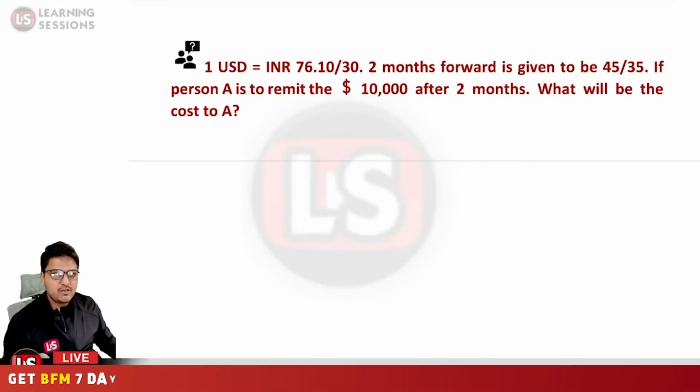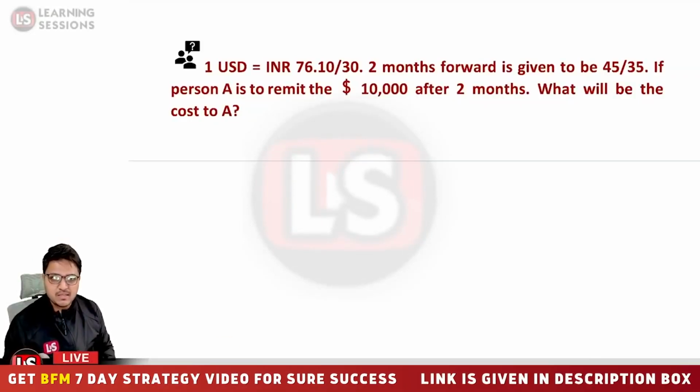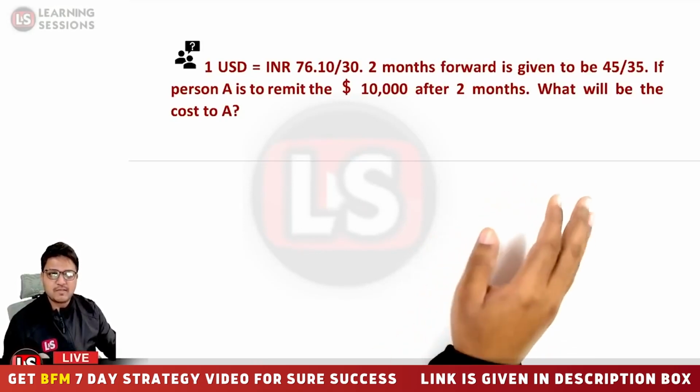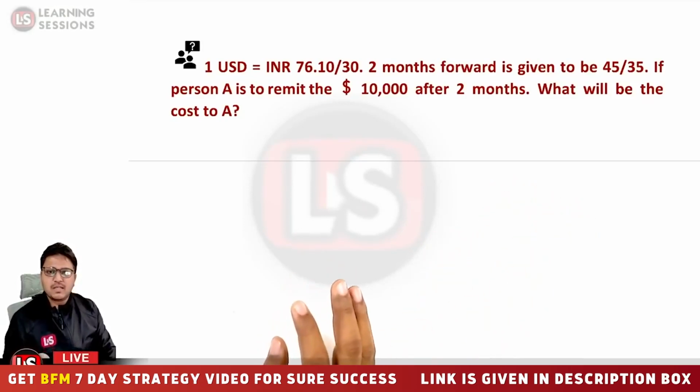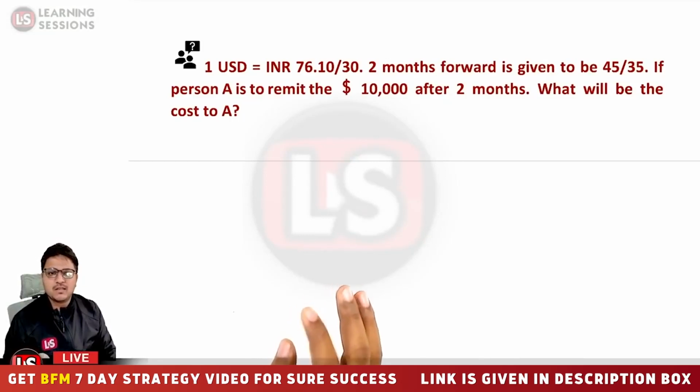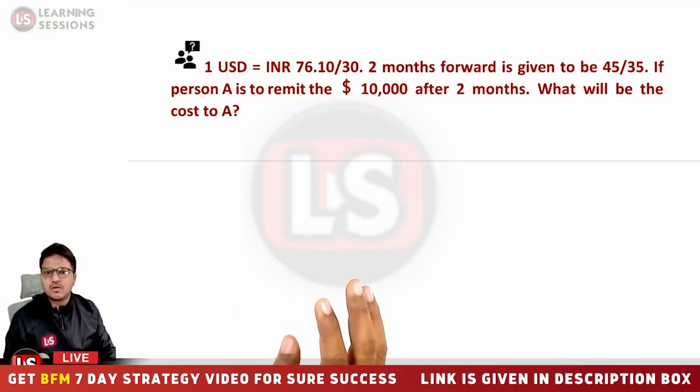So here is a question that is given to us that we will be solving. The 1 USD to INR price is given. The 2-month forward is given to be 45/35. And if person A wants to remit USD 10,000 after 2 months, what will be the cost to person A that we need to ascertain?